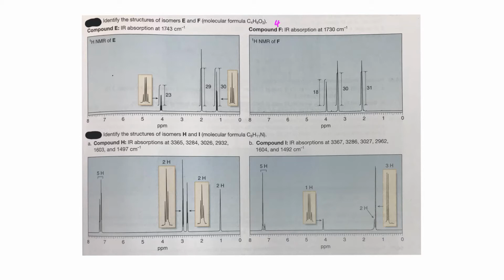So 4 times 2 plus 2 minus 8, all divided by 2. That looks like it gets us to 2 over 2 equals 1. So we have 1 HDI. And that is confirmed by the IR as well, because both of these compounds appear to have a carbonyl in their IR spectrum, 1743 and 1730. So let's focus our efforts on compound E. I'm going to just draw a carbonyl up here to remind myself that we do have a carbonyl.